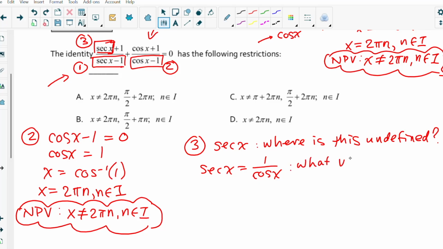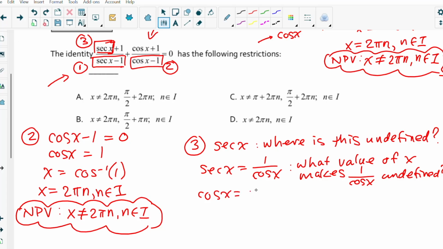What value of x makes 1 over cosine of x undefined? Okay, so I need cosine of x to be equal to 0 to make this expression undefined. So let's do that work. X equals inverse cosine of 0. Well, what is that value?